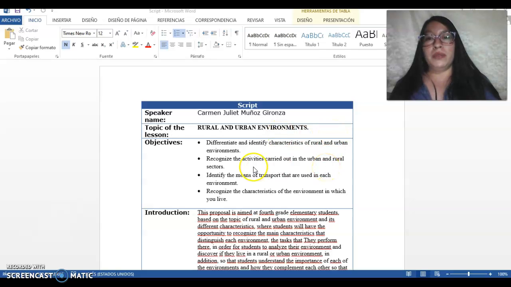The objectives: differentiate and identify characteristics of rural and urban environments. Recognize the activities carried out in the urban and rural environments. Identify the means of transport used in each environment. Recognize the characteristics of the environment in which you live.